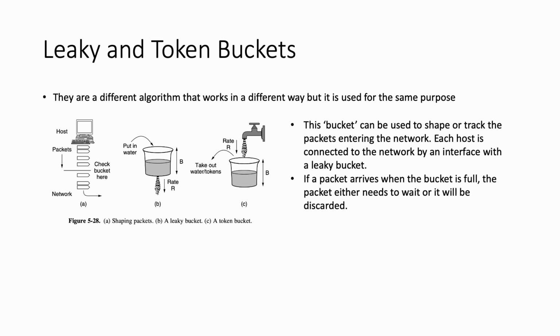One technique for traffic shaping is leaky and token buckets. They are different algorithms that work in different ways, but are used for the same purpose. The bucket can be used to shape or track the packets entering the network. Each host is connected to the network by an interface with a leaky bucket. If a packet arrives when the bucket is full, the packet either needs to wait or it will be discarded. Like in the picture, this is literally like a bucket, where the first in comes out first, and it fills up. It depends on what the situation is.